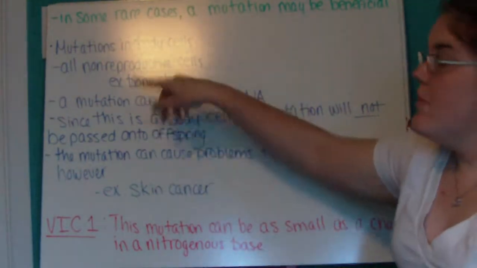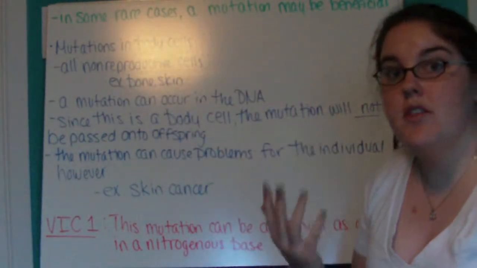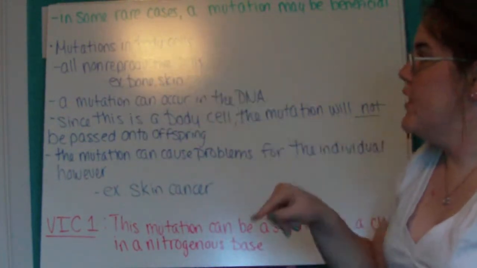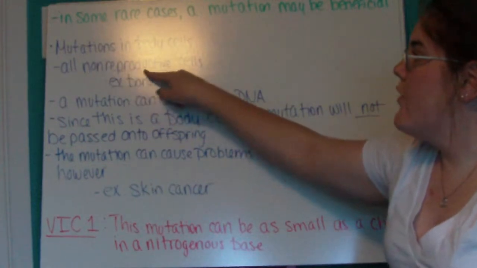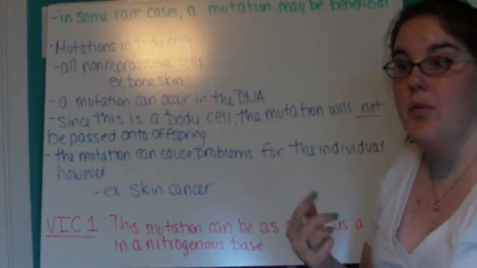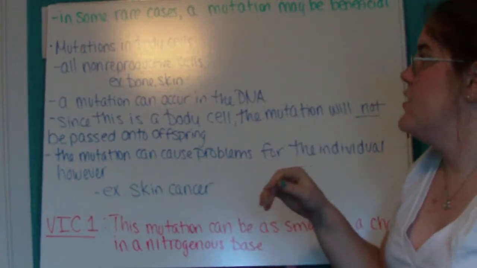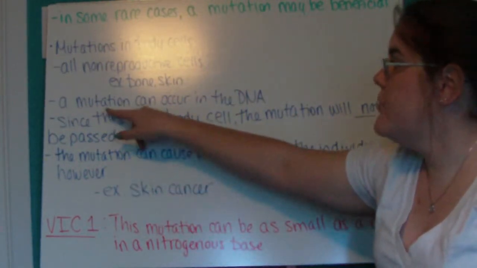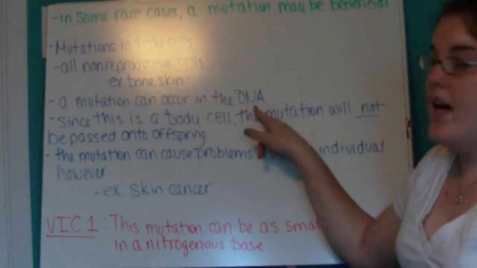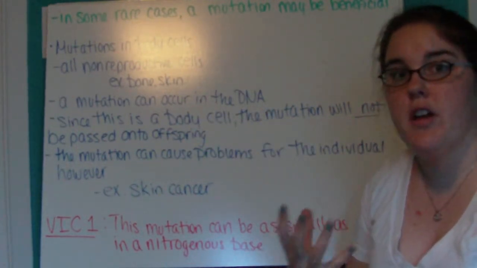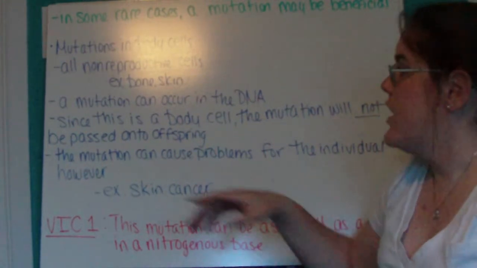Now, talking about a different type of mutations. Mutations do not only occur in reproductive cells, they also occur in body cells. So all non-reproductive cells. So for example, your bones, your skin, your hair, anything like that would be a mutation in your body cell. Now, a mutation can occur in the DNA. So what's making up your DNA, or what is making up what you are, your characteristics, sometimes that might change.